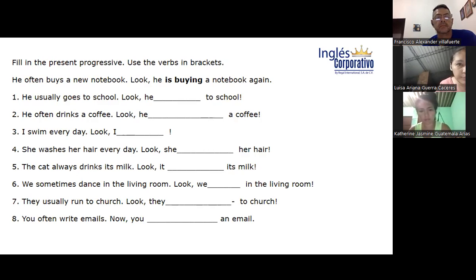Okay, number five, the cat always drinks its milk. Look. It's drinking its milk. It is drinking its milk. Yeah, you can use a contraction like it's drinking or it is drinking. So you can use the contraction or the formal way.